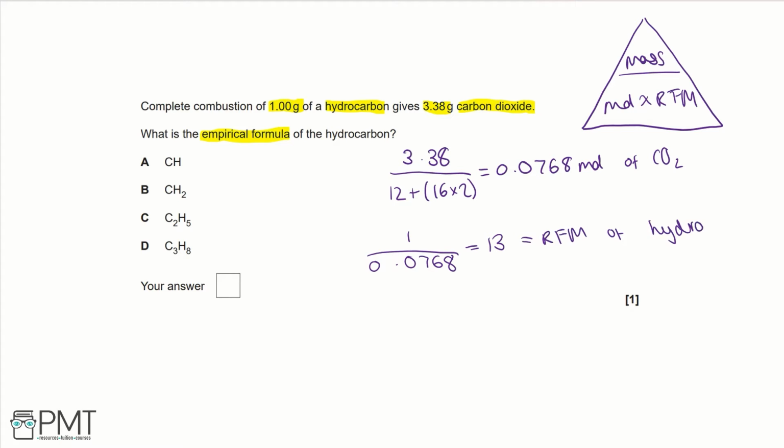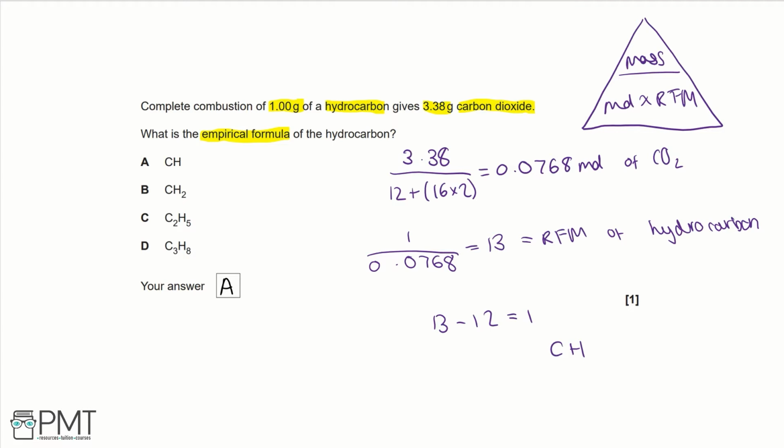So now we need to look for something that has a relative formula mass of 13. So that's going to be 1 carbon, because carbon has a relative formula mass of 12, so we can only fit 1 in. And then if we did 13 minus 12, that equals 1. And the relative formula mass of hydrogen is 1, so that means we're going to have CH as our empirical formula, which is A. So to get the mark for this question, you need to write A in the answer box provided.